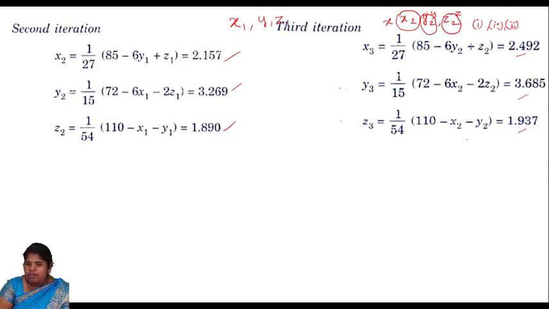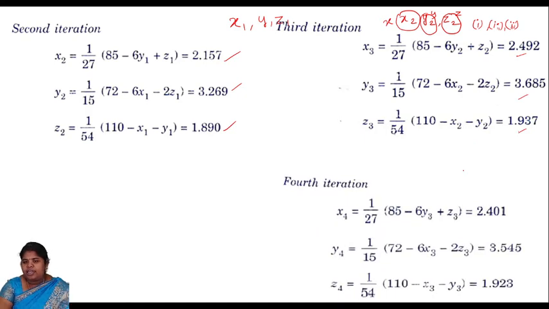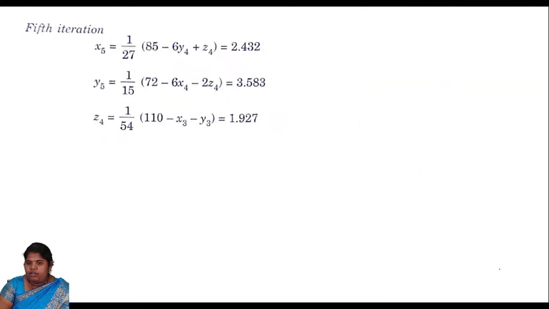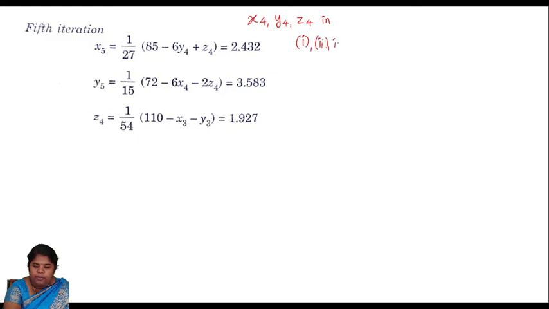These values are not approximately equal, so we are moving on to another iteration, the fourth iteration. Substitute the values of x3, y3 and z3 in the place of x, y, z in expressions 1, 2 and 3. Okay, we get x4, y4 and z4. Similarly, in the fifth iteration, substitute the values of x4, y4, z4 in the given expressions 1, 2 and 3.